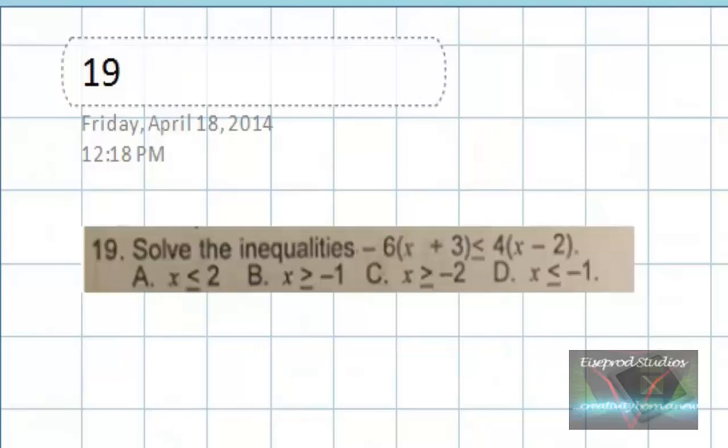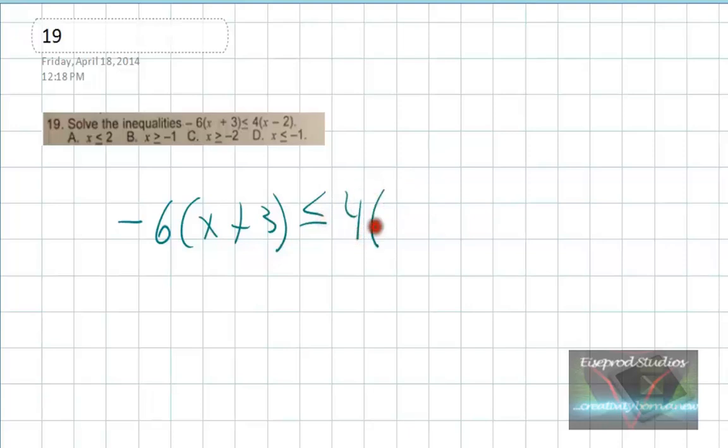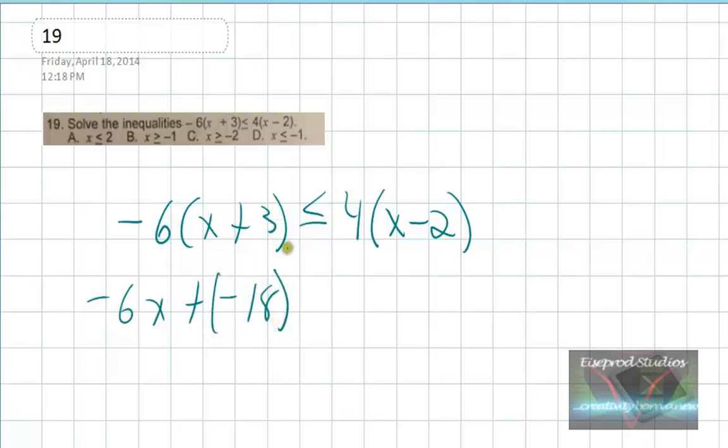Okay, so here we have question 19, and it says to solve the inequalities, and it gives us negative 6 times the quantity x plus 3 is less than or equal to 4 times x minus 2. So the first thing that we're going to do is distribute this negative 6 and this 4. So it's going to be negative 6x plus negative 6 times 3 is negative 18. Then in parentheses is less than or equal to 4x minus 8.